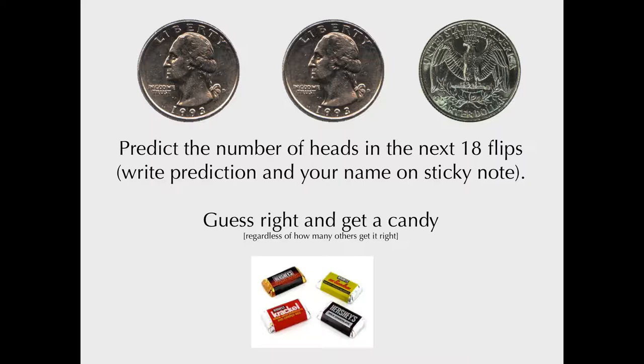So I have a coin, and I flipped the coin and gotten this distribution. Heads, heads, tails. Now what I want you to do is guess, on the next 18 flips, how many heads will I get? Take the sticky notes I handed out to you, and write your name and your guess on the piece of paper.